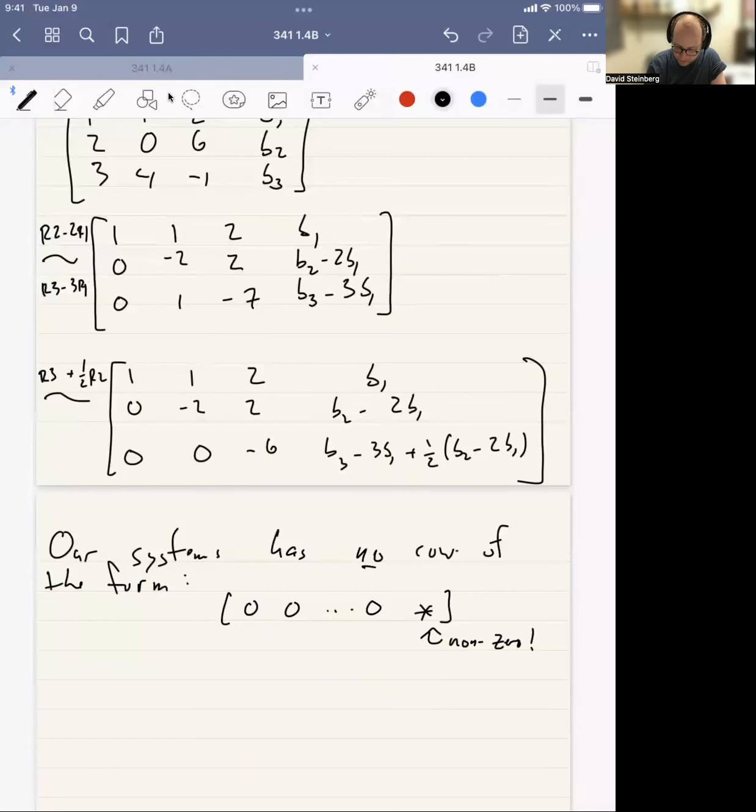Has no rows of this form. And so that means it's consistent, right? The only way we get no solution is if we have zero being equal to 1 or something. So this means our system is consistent. And this follows from Theorem 2 back in Section 1.2.